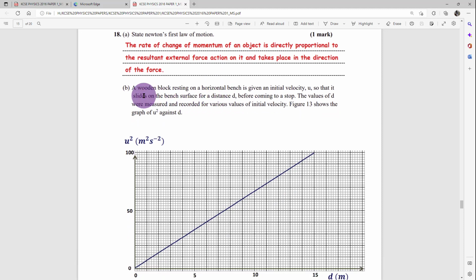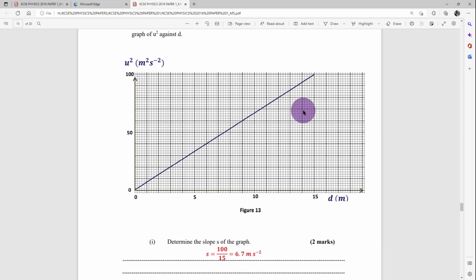Then there is part B, where we are given a wooden block resting on a horizontal bench, being given an initial velocity u so that it slides on the bench surface for a distance d before coming to a stop. The values of d were measured and recorded for various values of initial velocity. Figure 13 shows the graph of u squared against d. And here we've got the graph.